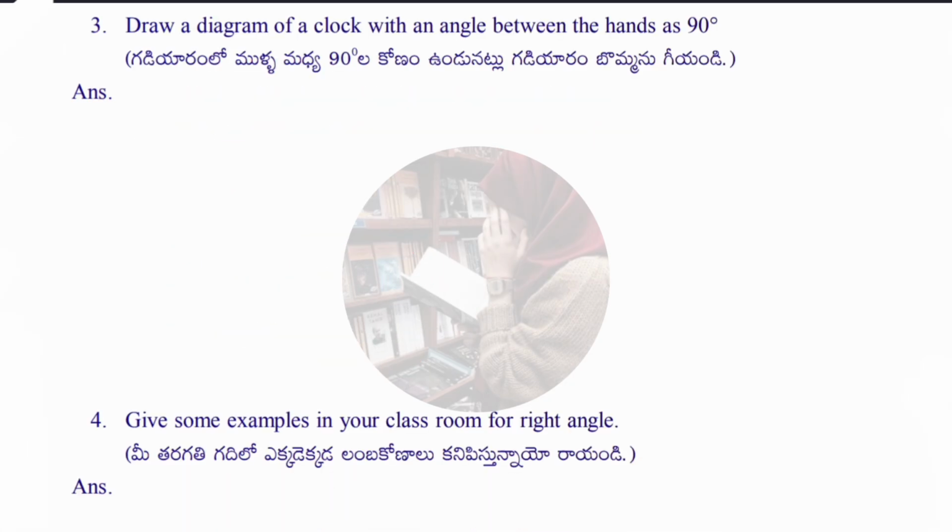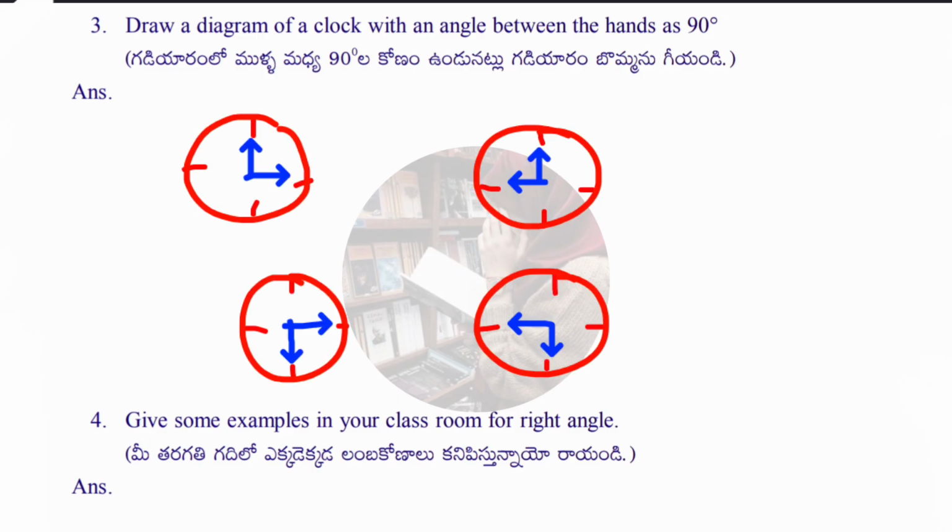Now we'll move to the next question, that is question number 3. Here we have given, draw a diagram of a clock with an angle between the hands as 90 degrees. Here we need to draw a diagram of a clock which shows the angle 90 degrees. It's enough to draw one diagram of clock, but here I am drawing 4 diagrams of clock showing 90 degrees. So please write it down, means please draw it. If you want 4, you can draw 4 or else you may go for 1 clock also.